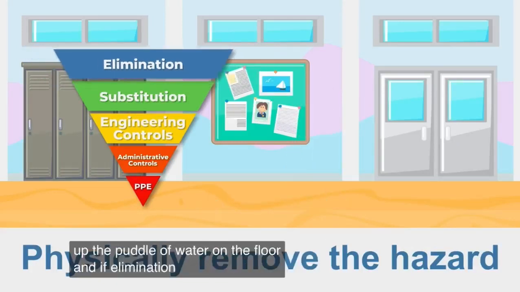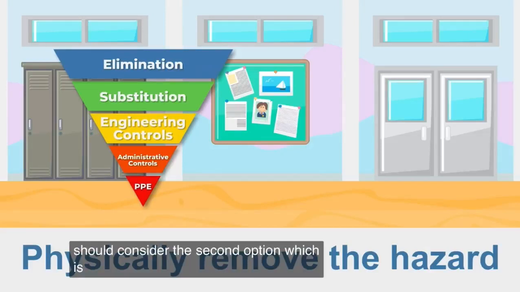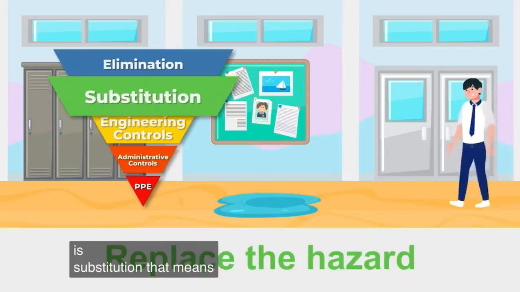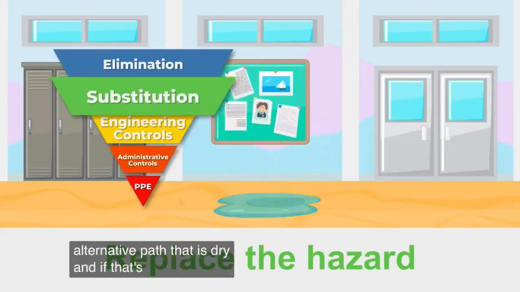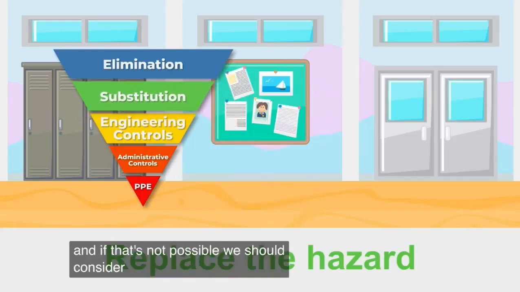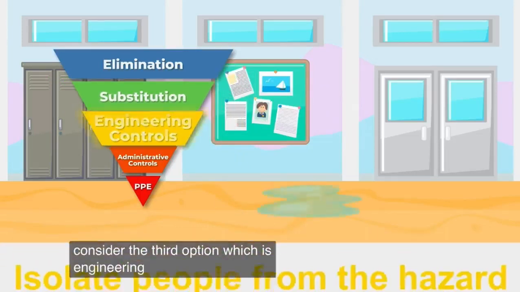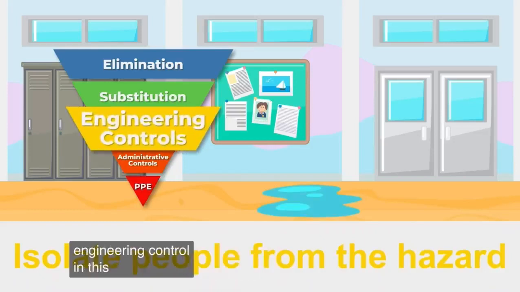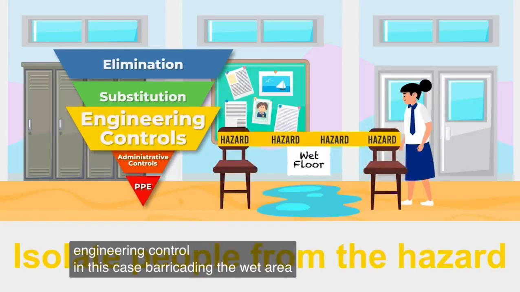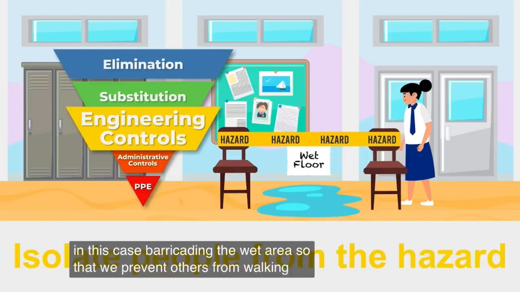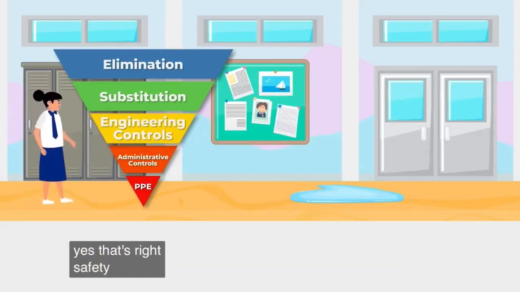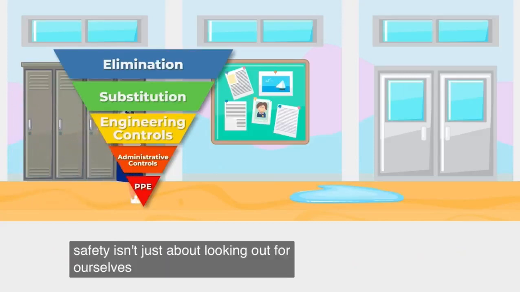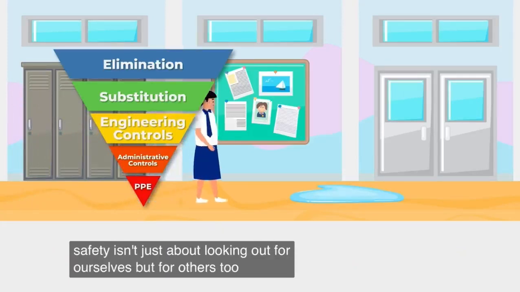And if elimination is not possible, we should consider the second option, which is substitution. That means walking an alternative path that is dry. And if that's not possible, we should consider the third option, which is engineering control. In this case, barricading the wet area so that we prevent others from walking into the puddle. Yes, that's right. Safety isn't just about looking out for ourselves, but for others too.